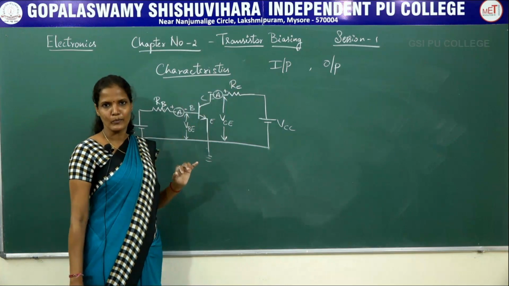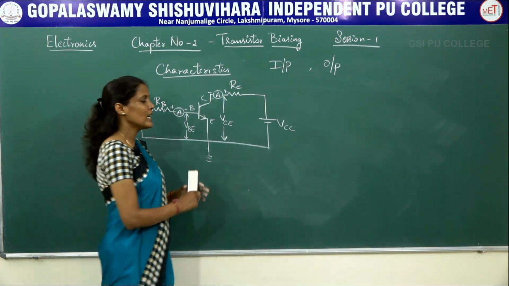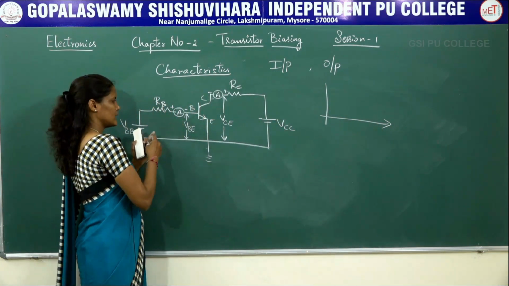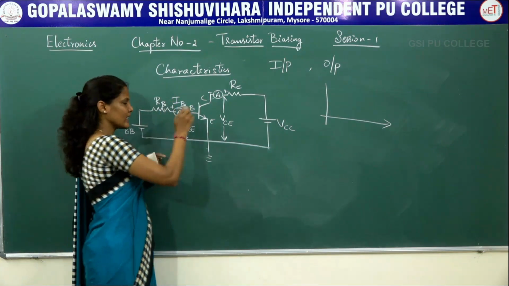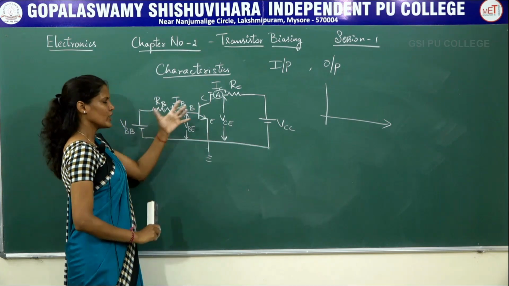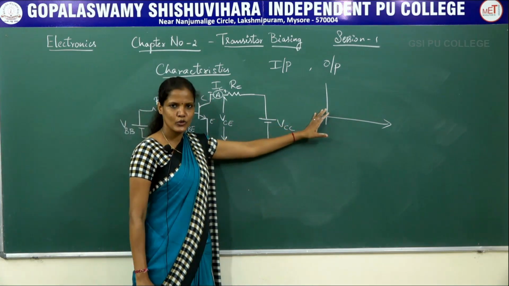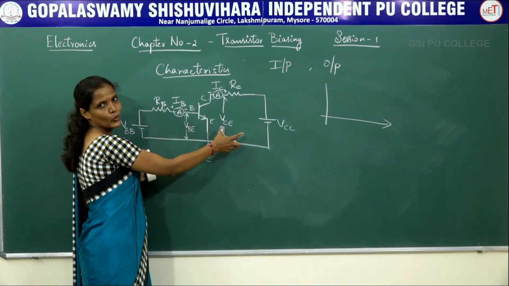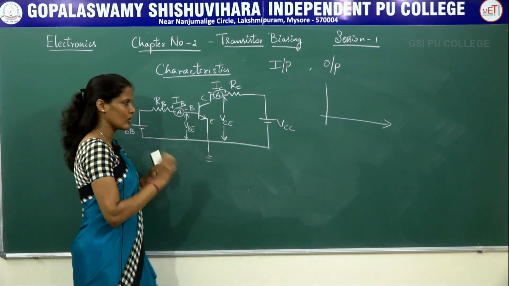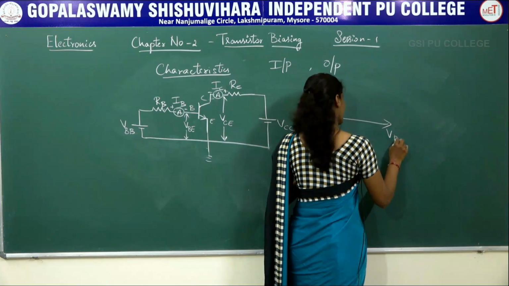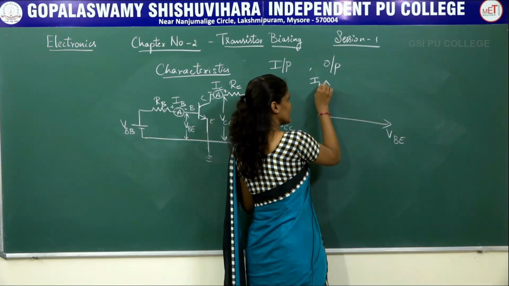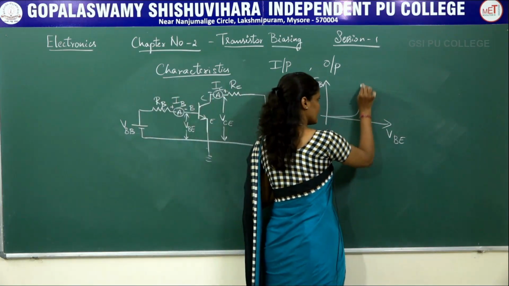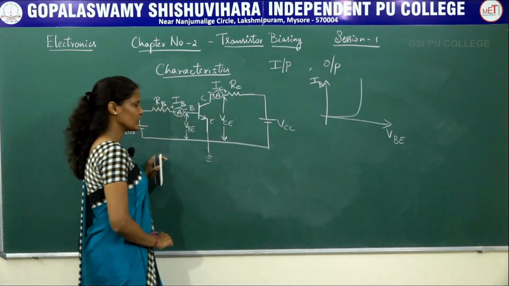So let us try to understand what the input characteristics are. Input characteristics are nothing but a set of curves which give the relationship between the currents. This current will be named IB, that is the base current, whereas this is the collector current. So input characteristics is a graph which shows the set of curves between the base to emitter voltage and the base current, keeping VCE, that is the collector to emitter voltage, constant. On the x axis we will be marking VBE, and on the y axis we will be marking IB, keeping VCE constant. So we are going to get a graph like this. This is the input characteristics.